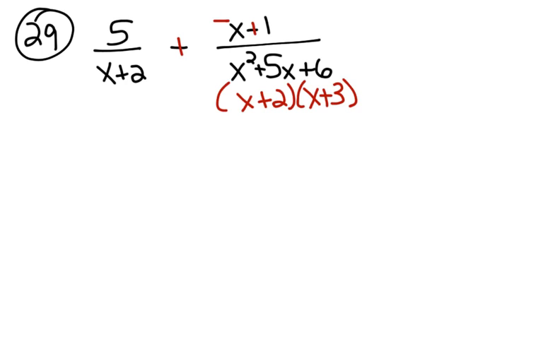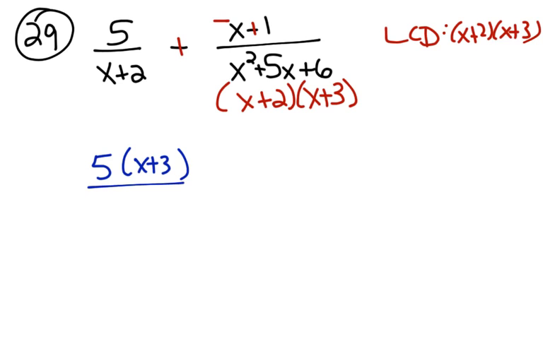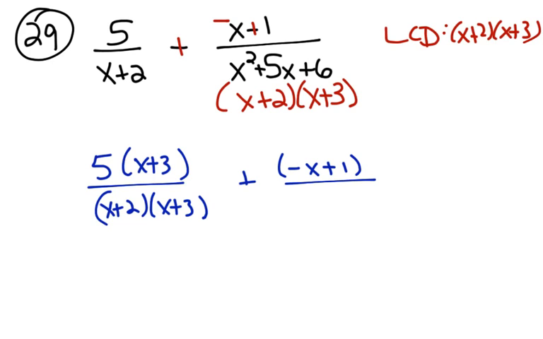Okay, so here are my two denominators. I have x plus 2 and I have x plus 2, x plus 3. The least common denominator is x plus 2, x plus 3. So now the first fraction needs an x plus 3. The second fraction doesn't need anything because it already has an x plus 2, x plus 3.